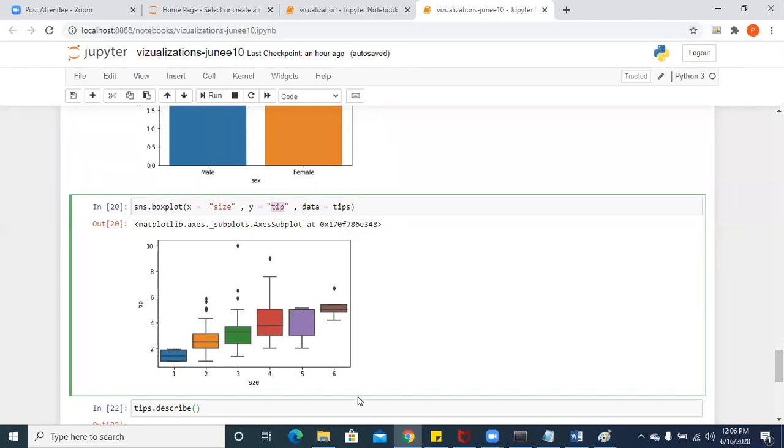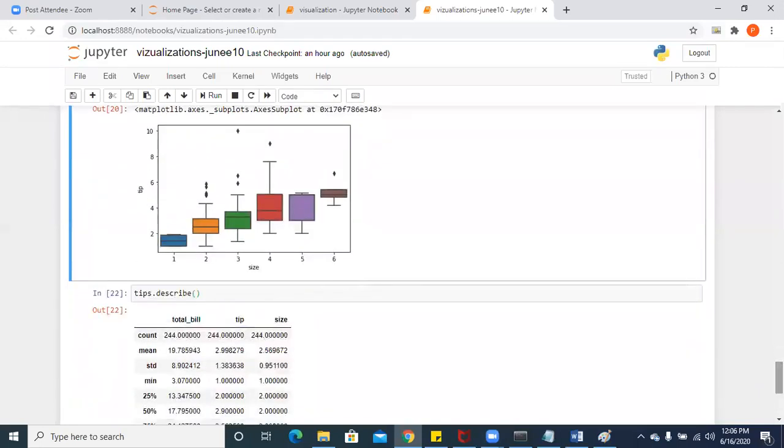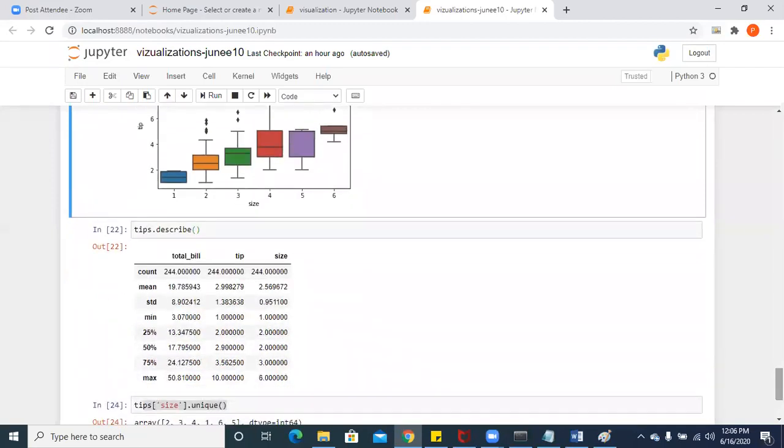Now did you understand, guys? These are called quartiles. So however big the data is, it will be divided into 3 quartiles. The first is 25%, the second is the median, and the third is the third quartile. Understood? So this is what the box plot is giving.